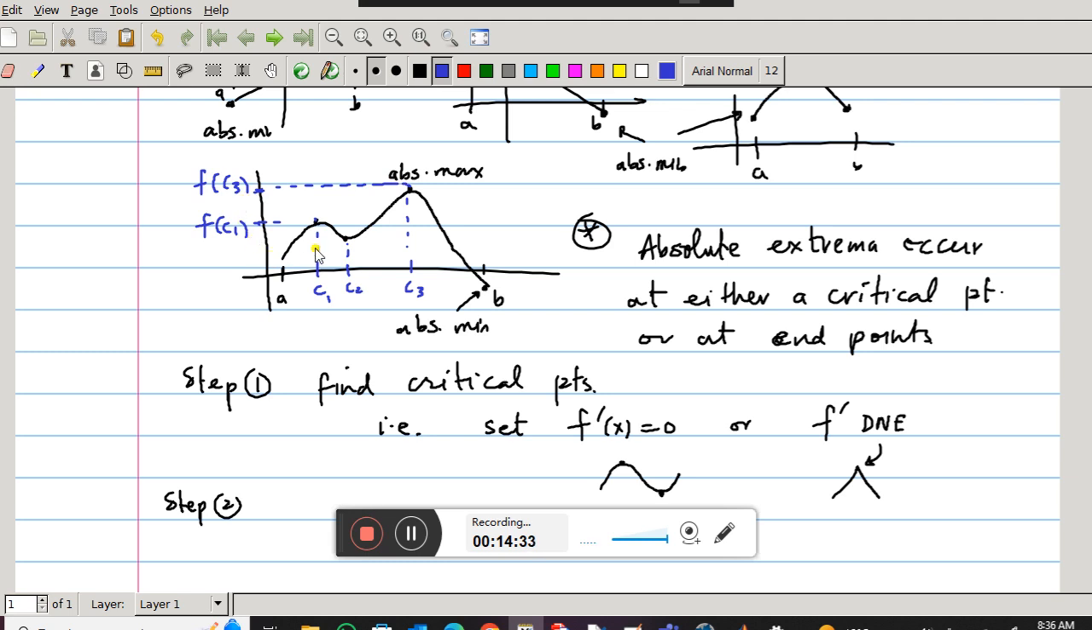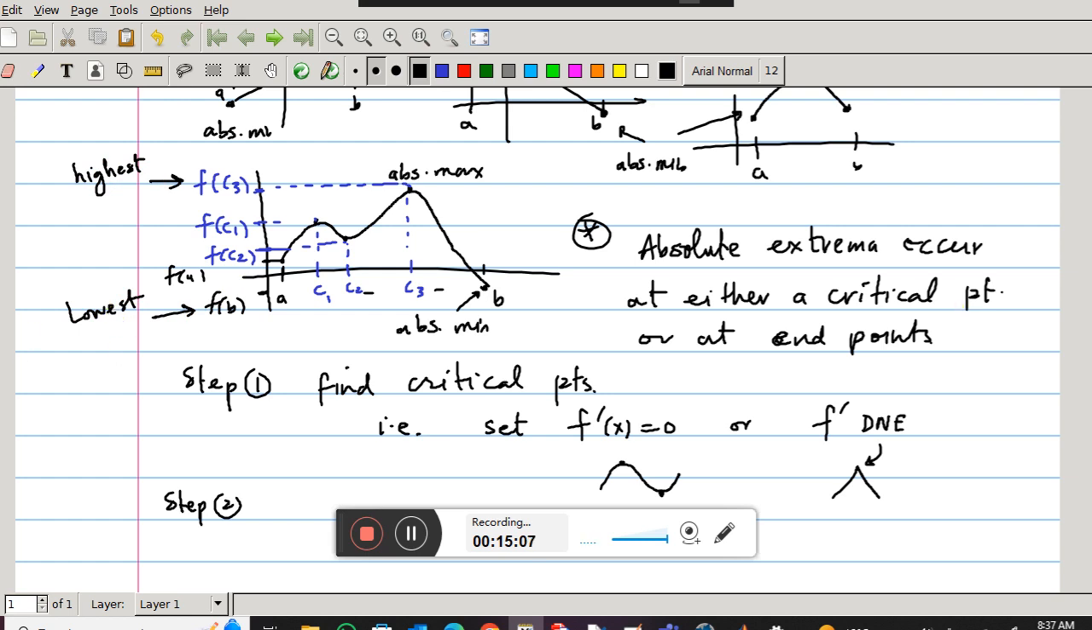F of C1, F of C3, this is F of C2, right? And now you have end points. At the end, this is the end point. So this point is F of A, and this point is B. So if I find this point, it is F of B, right? So now I know that this is the absolute maximum. This is the highest point, the largest answer. And this F of B is the lowest one here in this example, right?